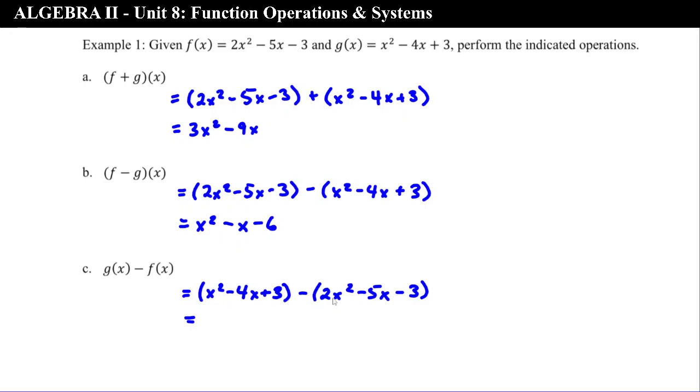X squared minus 2x squared gives us negative x squared. Negative 4x minus negative 5x, so negative 4x plus 5x gives us x. And then 3 minus negative 3 gives us 3 plus 3, which is plus 6. So you'll notice when we flipped our f and g around, we just ended up with opposite signs on every term. And that will work for polynomials when you have two polynomials for your f of x and g of x.